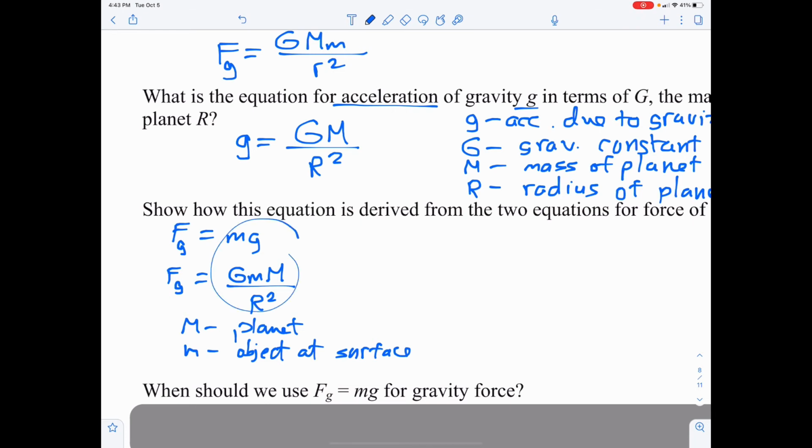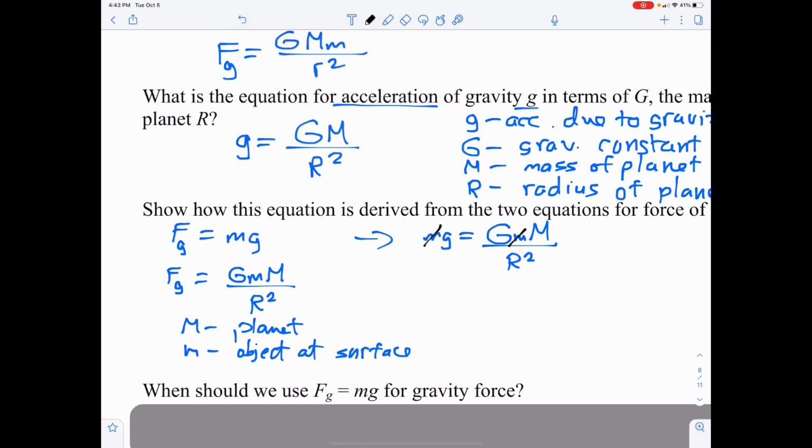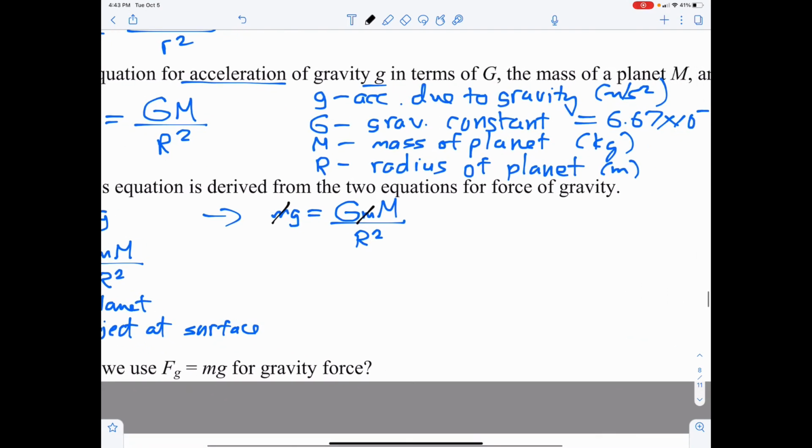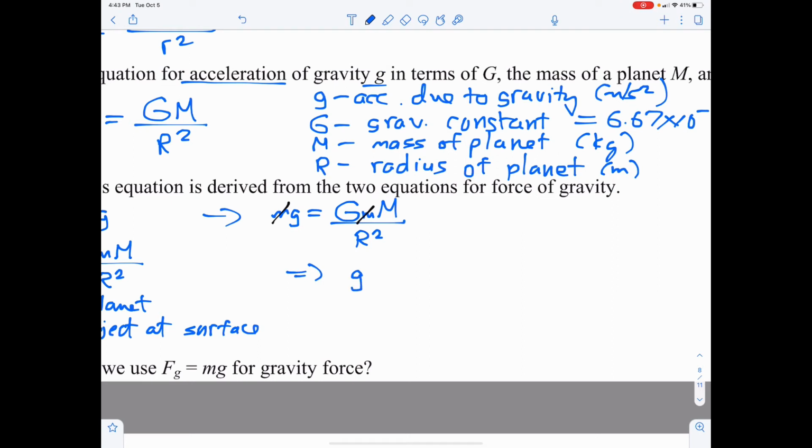Now, since both of these are equal to the gravitational force, we set those equal to each other. And so little m g is equal to big G, little m, big M over r squared. And you can all see that the little m's, the small mass at the surface of the planet, would cancel, and we are left with little g is equal to big G, big M over r squared, which is what we had written above.